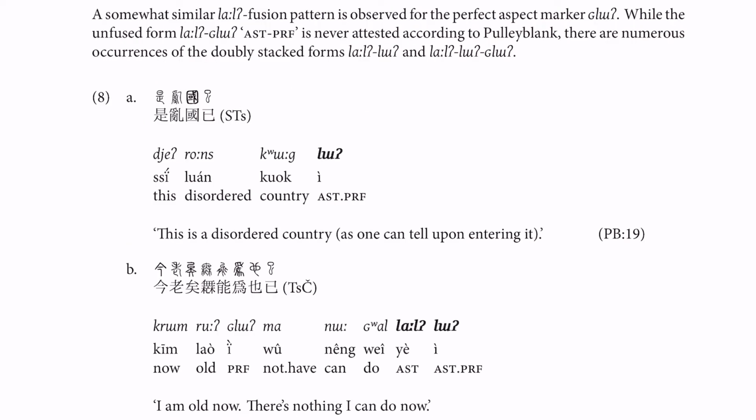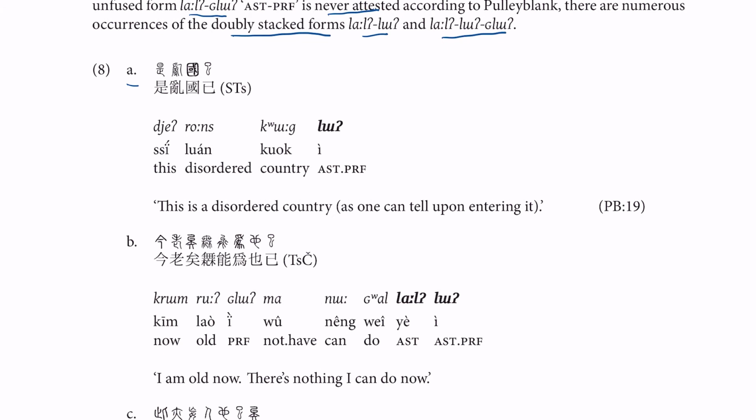Next, let's turn to the fusion of lao with the perfect aspect marker gwo. So according to Pulleyblank, the unfused form lao gwo is actually never attested. But there are numerous occurrences of the doubly stacked forms, like lao lu and lao lu gwo. Let's first take a look at the sentence in 8a. Die Rongskug lu, which literally means this disorderly country, a perfect assertion.